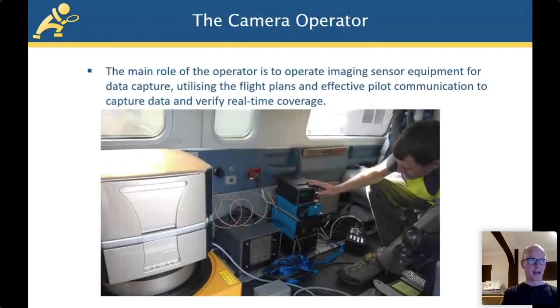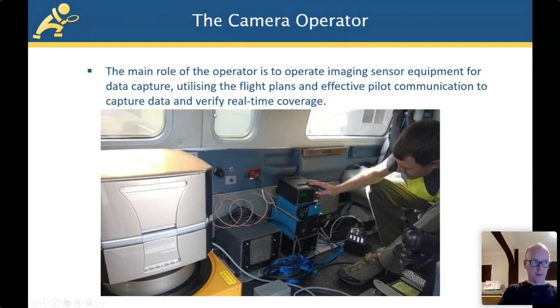As well as a pilot, we'll have a camera operator in the back. The main role of the camera operator is to operate the imaging sensor equipment, making sure the flight plans are followed, and communicating to the pilot. Now the pilot will be communicating with air traffic, and air traffic might well say, you've got 20 flight lines, can you please start at number 20 and work north, or sorry, I can only accommodate you on the first 12. So there will be ongoing communication with air traffic via the pilot during the capture day, because we're working in very busy airspaces, and especially over London, you could be kicked out of that airspace at any time.